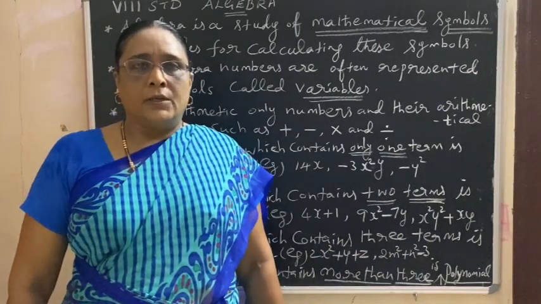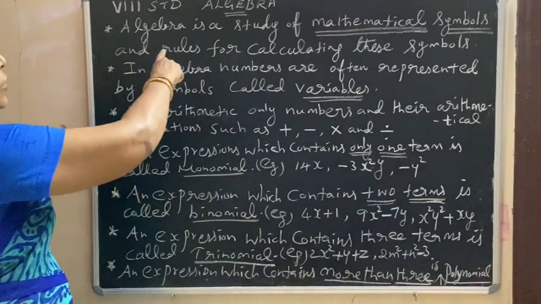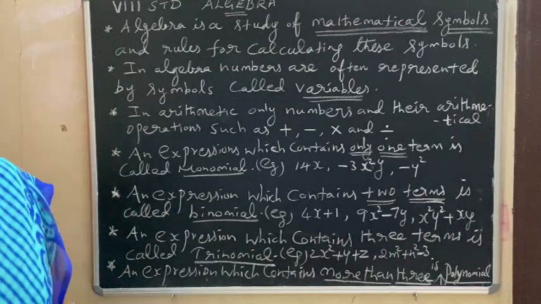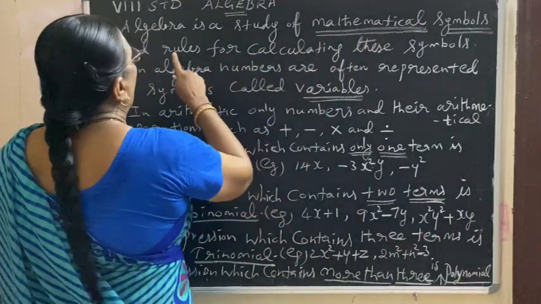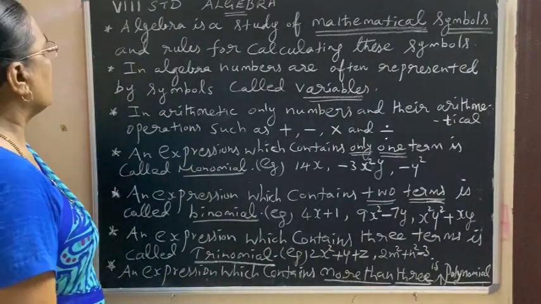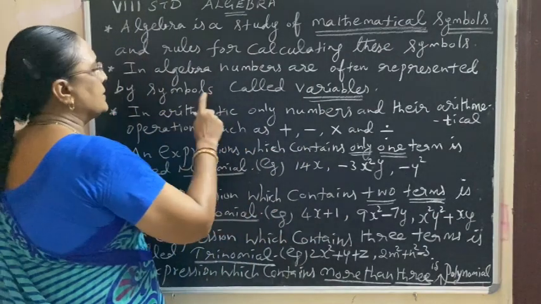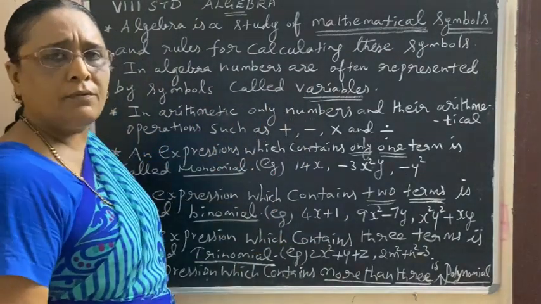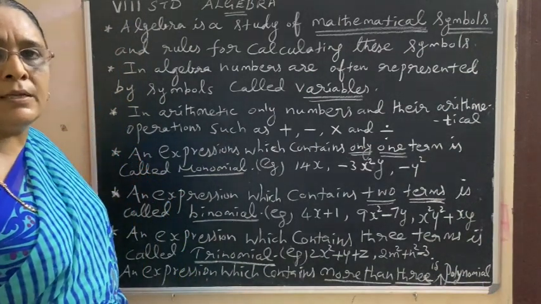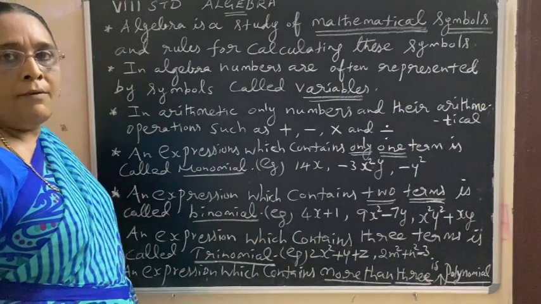Listen, all of you. Algebra is a study of mathematical symbols and rules for calculating these symbols. In algebra, numbers are often represented by symbols called variables. All of you know what variables are, like x, y, z, a, b, c, d. The alphabets used in the terms and expressions are called variables.